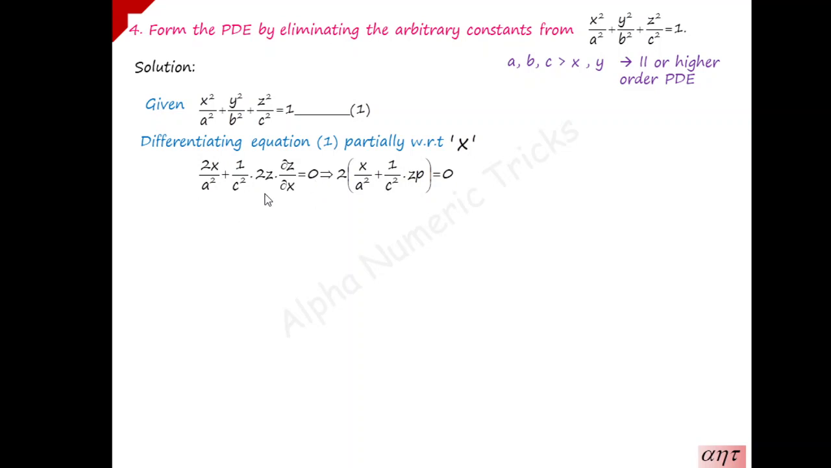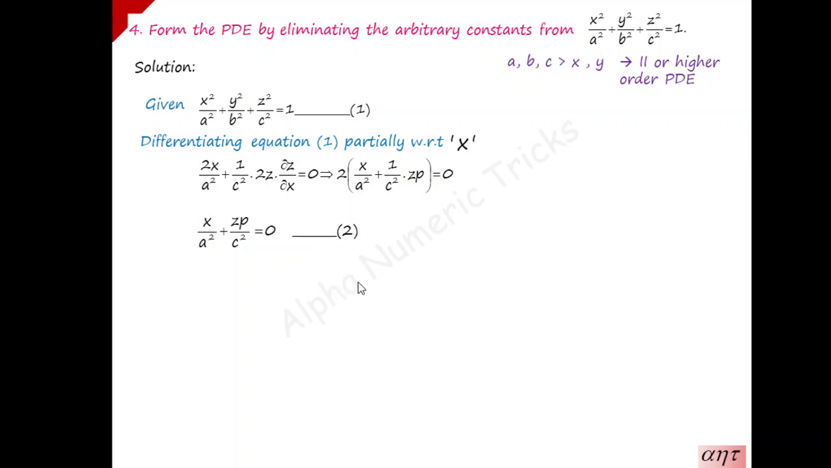So you have 2z by 2x is equal to 0. From this equation 2 is common, so take it outside. 2 into x by a squared plus 1 by c squared into z into 2z by 2x, taken as p, is equal to 0. From that you take 2 to the right hand side because 2 is in product. When you take 2 to the right hand side, it comes to the denominator. So 0 by 2 is 0, that is 0 by anything is 0. So after simplification the term is x by a squared plus zp by c squared is equal to 0. Number that equation as 2.